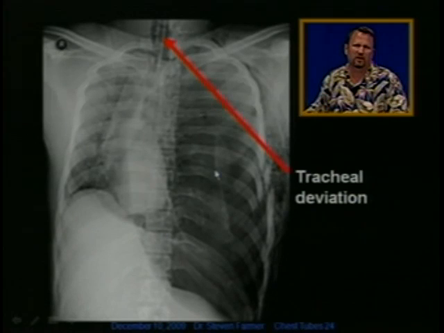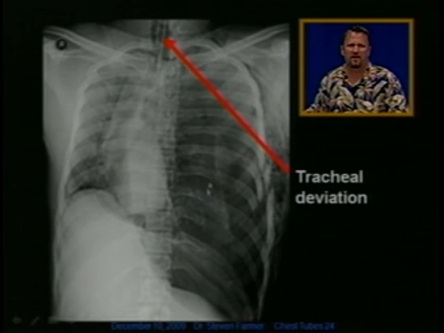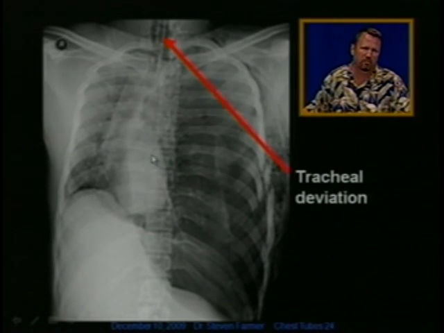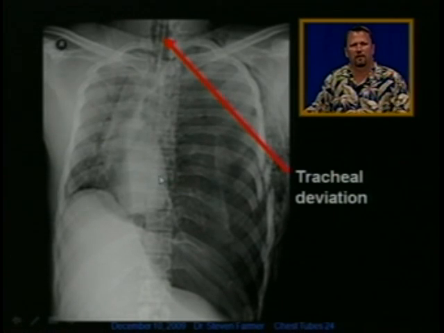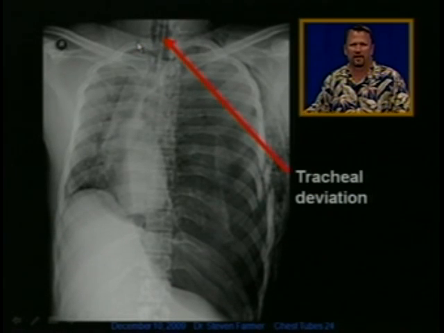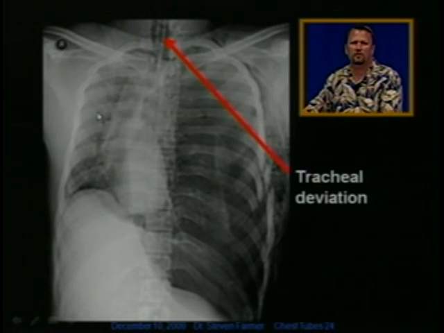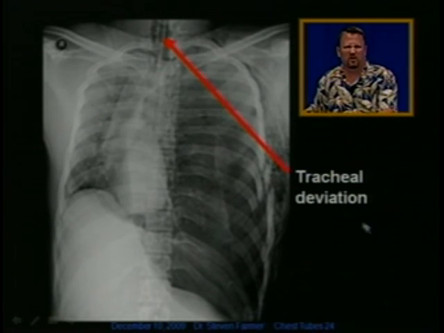Something you'll see if you ever come in contact with somebody who has a tension pneumothorax is their trachea will be deviated away from the side of compression. Since everything's pushing the chest contents to the opposite side, the trachea will deviate as well. And this is something that you can see from across the room if you have good eyes.